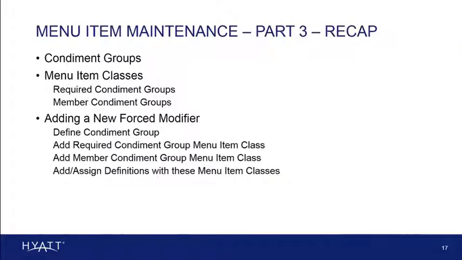So just to recap what we covered today: condiment groups as a way of labeling within the system the descriptors, menu item classes, both the required condiment groups and the member condiment groups. And then we covered an example of adding a new forced modifier by defining the condiment group, adding the required condiment group menu item class, adding the member condiment group menu item class, and then assigning or adding those definitions to those new menu item classes that we created.